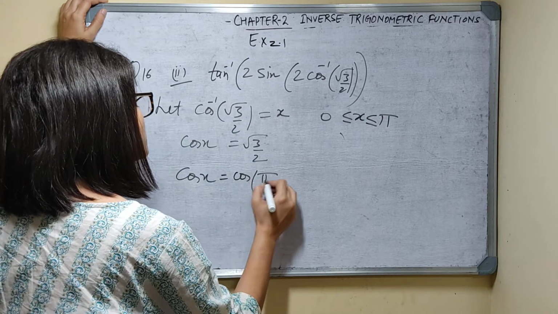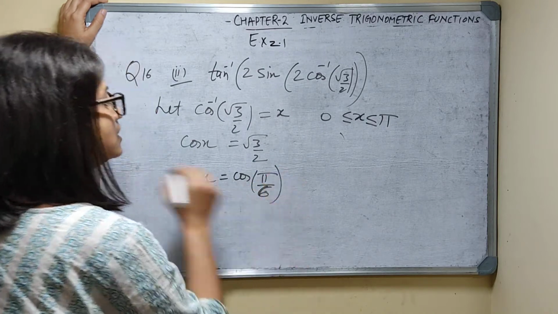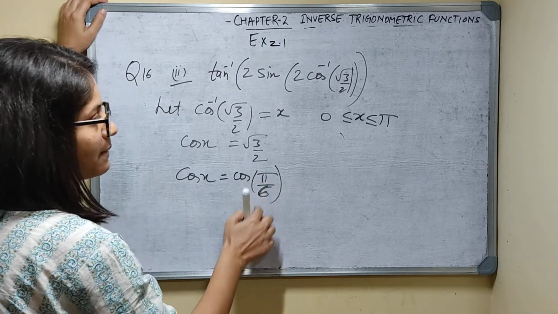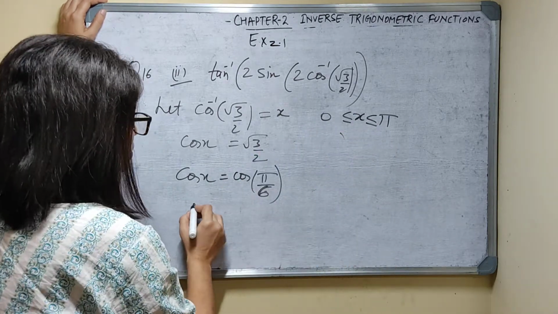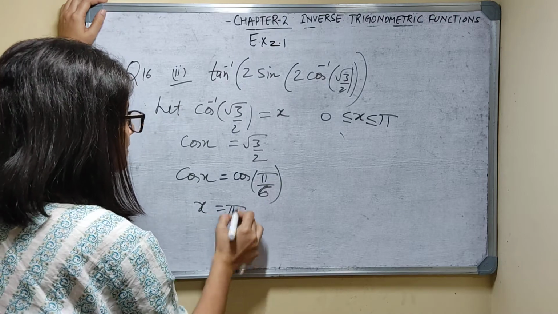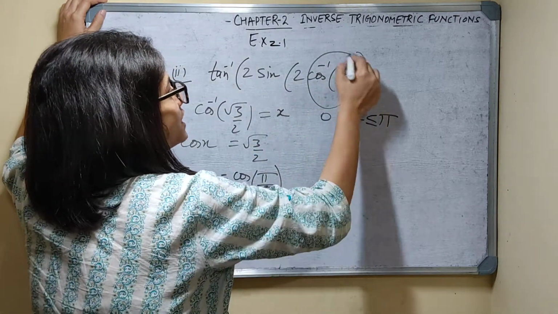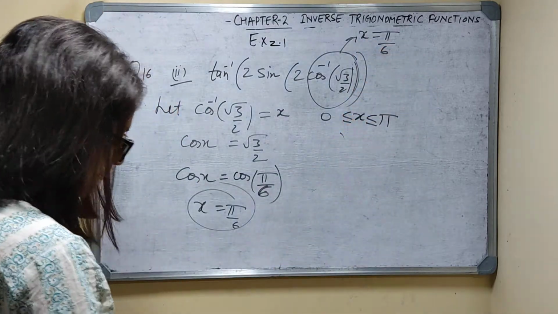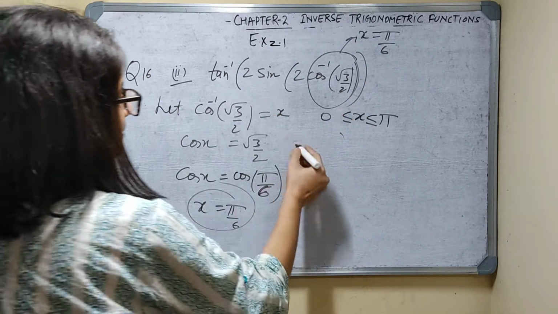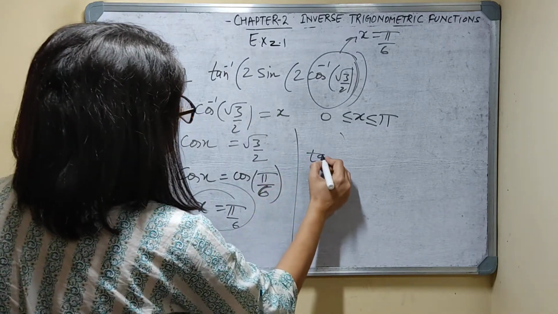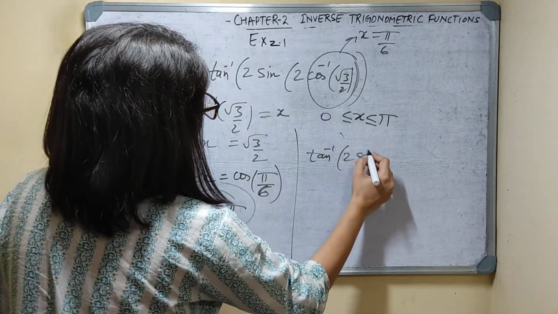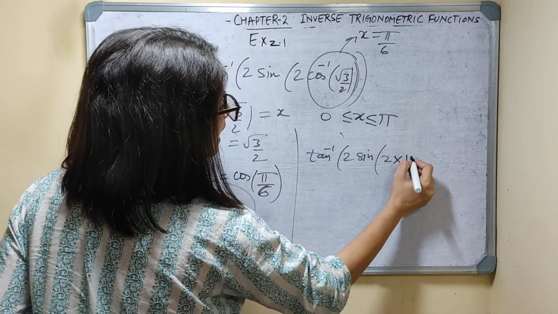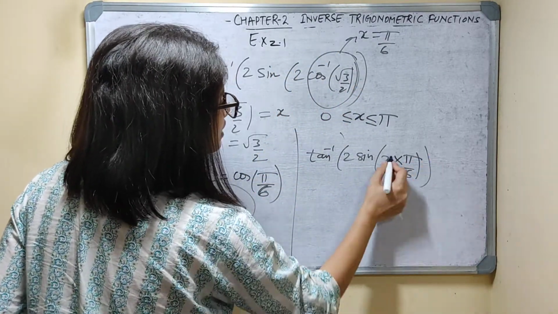So it is cos pi by 6, cos 30 degree, which is root 3 by 2. So cos pi by 6, and pi by 6 lies between 0 to pi. So x value is pi by 6. So this cos inverse root 3 by 2 is x, that is pi by 6. Is it clear? So you can substitute this value in tan inverse of 2 sin of 2 cos inverse root 3 by 2, that is x. So I can write 2 into pi by 6.